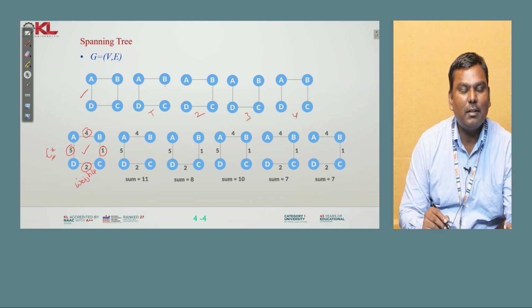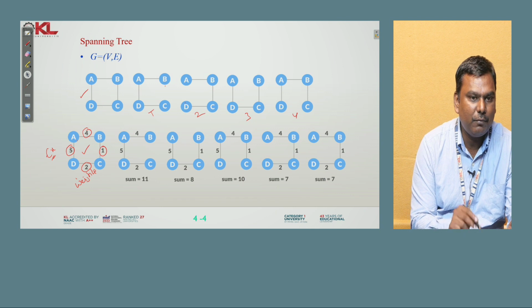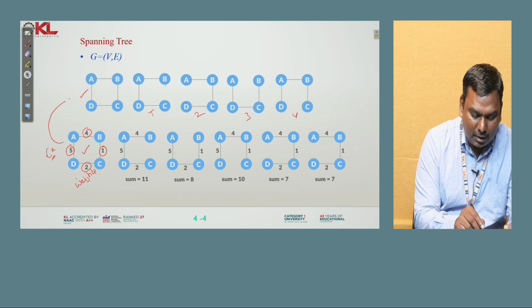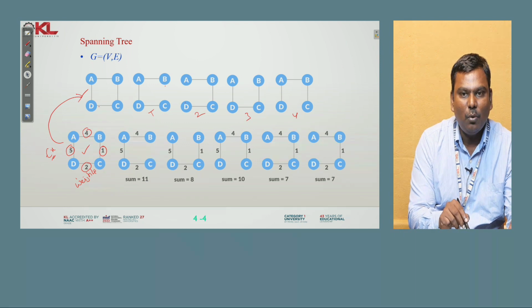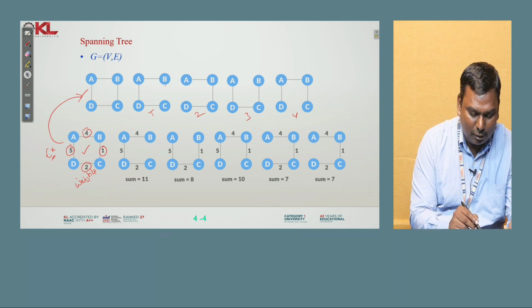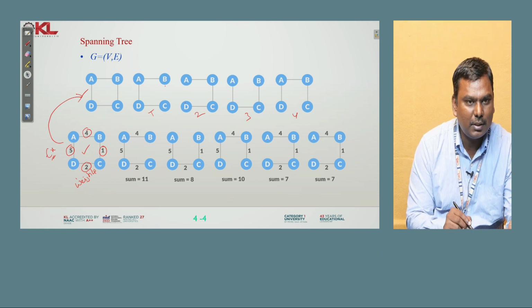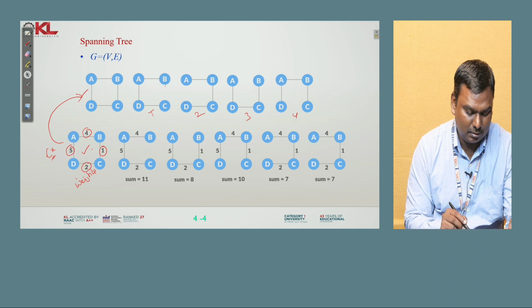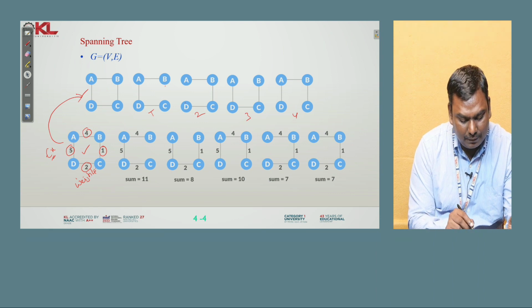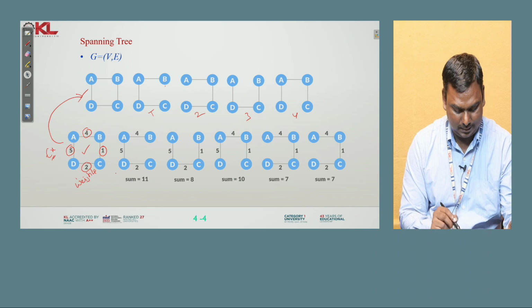Okay, so these are the weights. A to B has a weight of 4. Before, we had a graph with no weights. The second point we will discuss in the next graph. Here we are using a graph with some weights. Each edge has some weight.